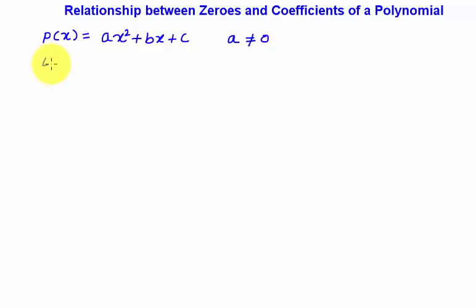Now let's assume alpha and beta are the zeros of this polynomial. Alpha and beta are the zeros of the polynomial.